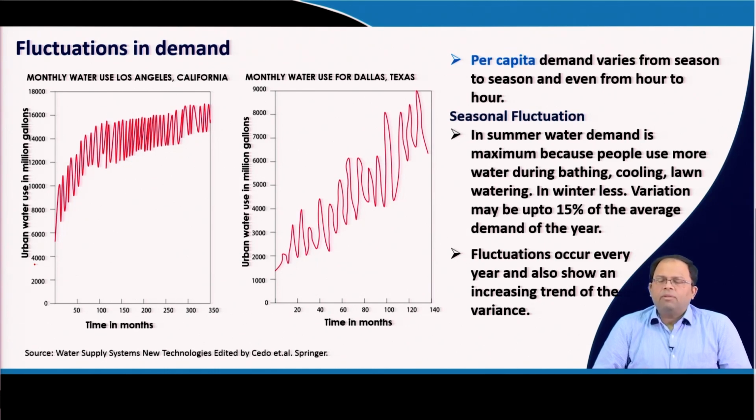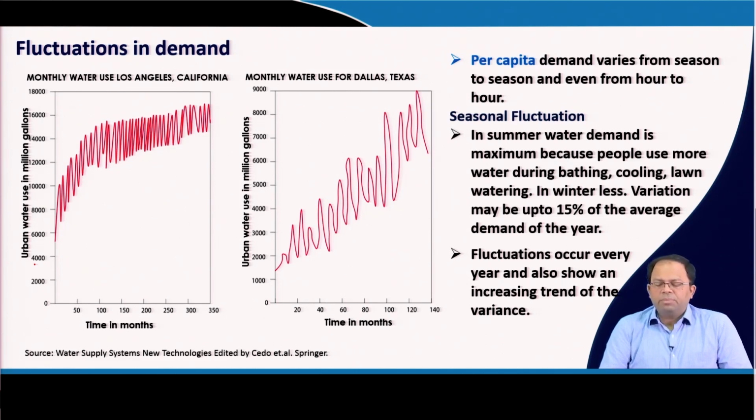And of course, it varies even from hour to hour. But when we talk about seasonal fluctuation, we usually see that in summer water demand is maximum because people use more water for bathing, cooling, lawn watering and so on. In winter the demand is less, but as I was discussing earlier, sometimes people keep their taps open, and that may lead to higher use during winter as well.